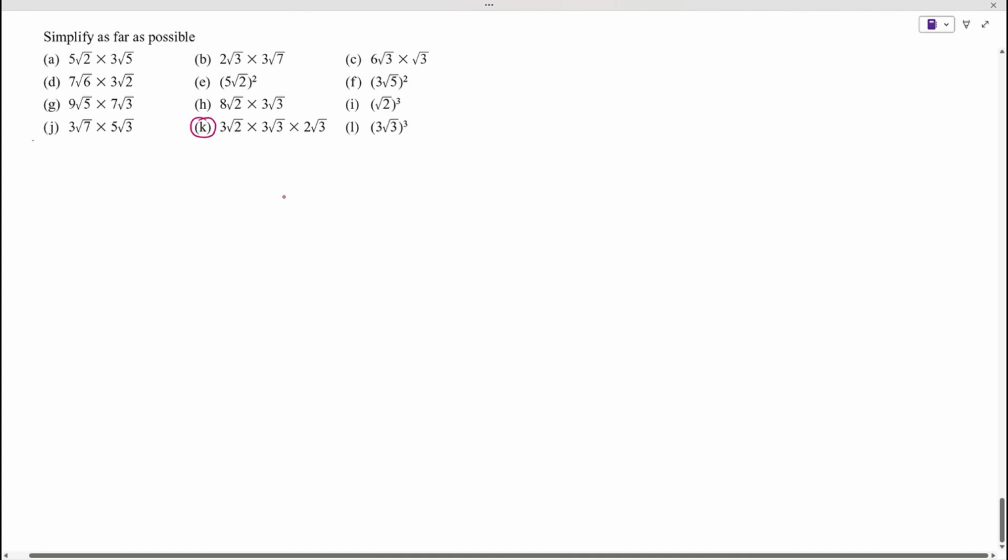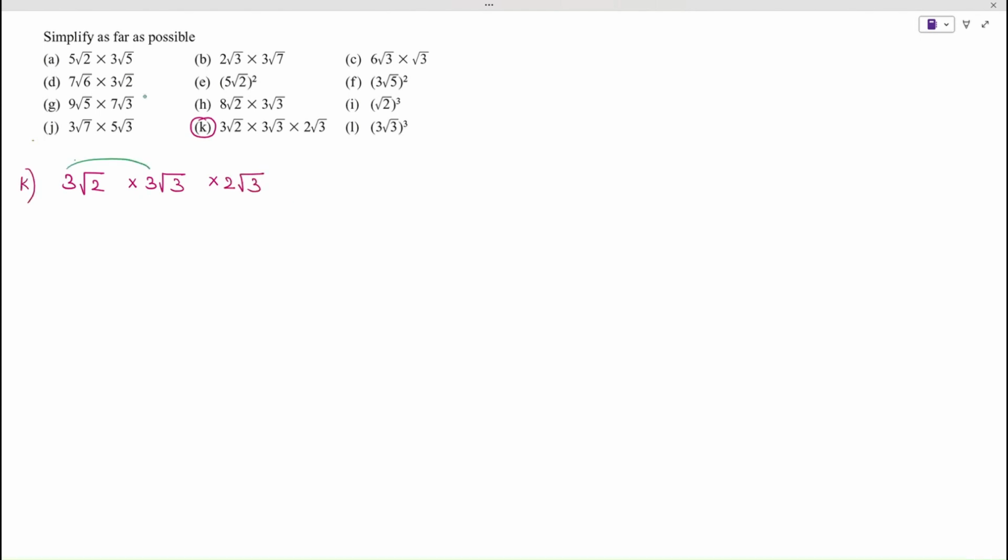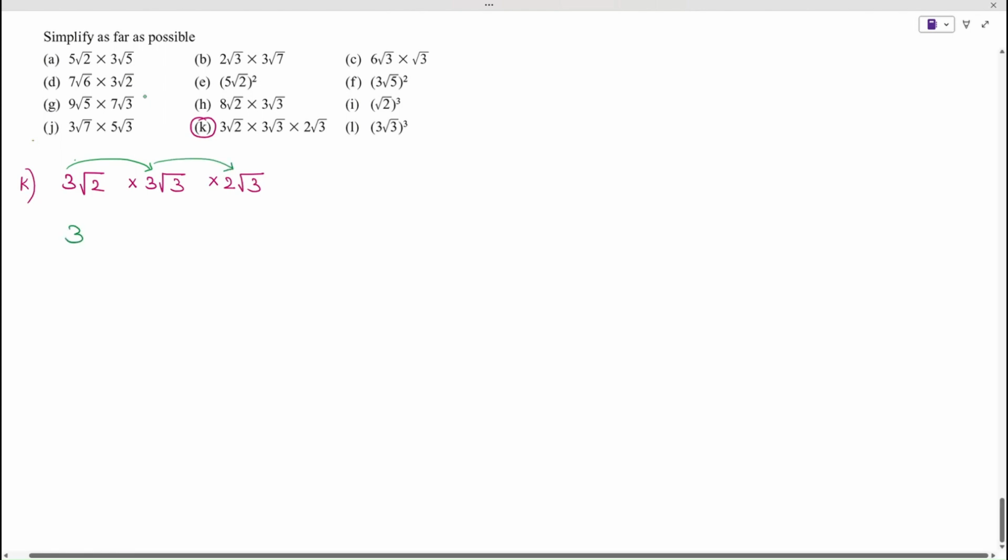We'll write it out. So 3 root 2 times 3 root 3 times 2 root 3. Now we'll multiply our 3 and our 2. So we get 3 times 2 multiplied by our 3 surds. So you get root 2 times root 3 times root 3. And so this can be simplified to 18 times root 2 times 3 times 3.